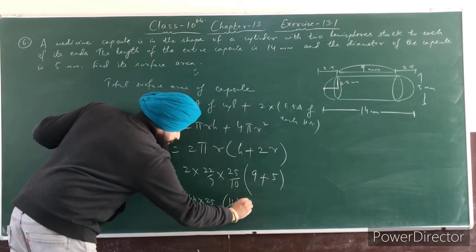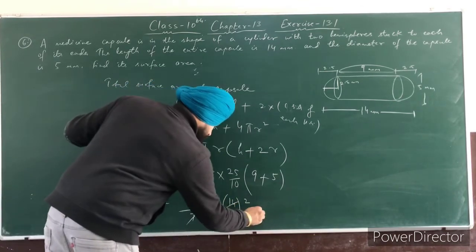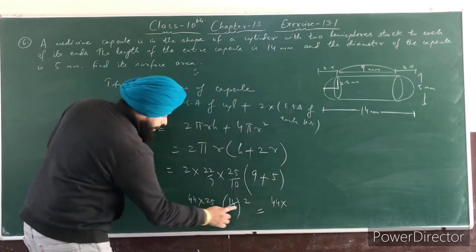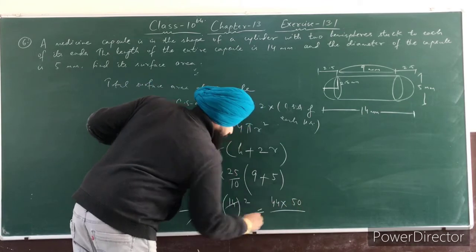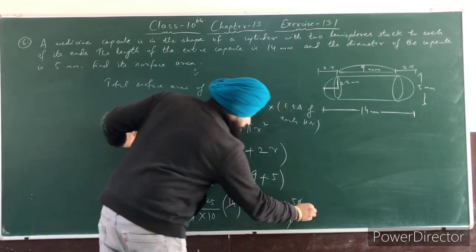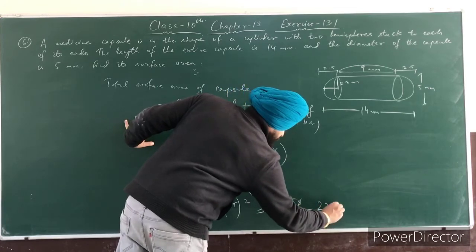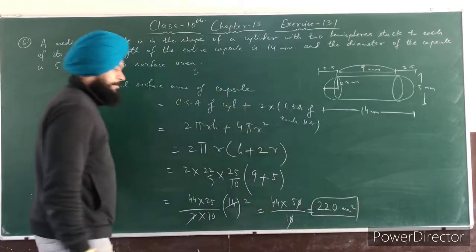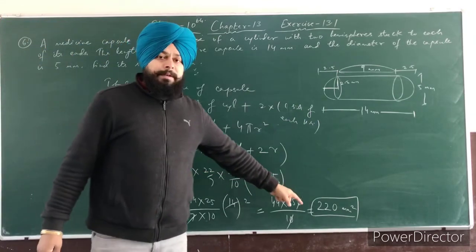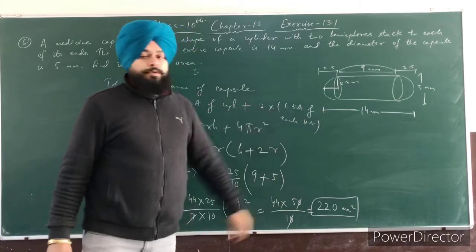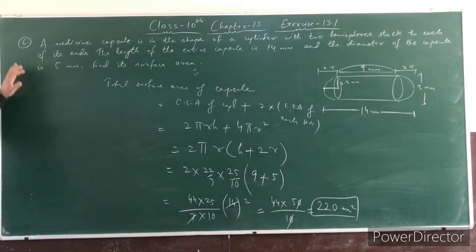Now 7 into 14 is 2. Now multiply this 44 into 25 into 2, that is 50, divided by 10. 10 cancels, and 44 into 5 is 220 millimeter square. So this 220 millimeter square is the total surface area of this capsule. Clear, students? So this is your question number 6.